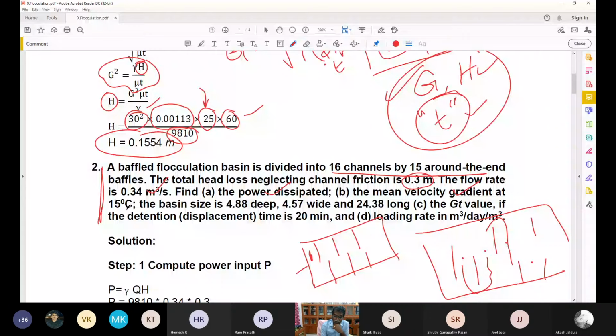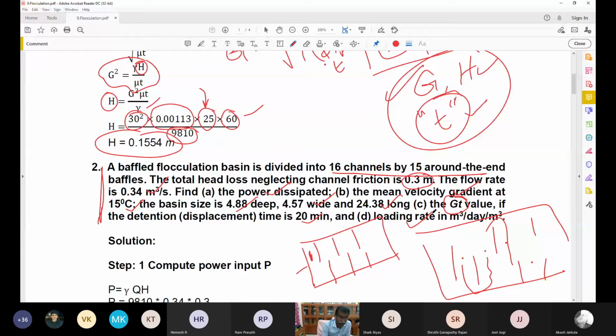And you are also in a position to calculate G multiplied by T, the GT value, as a numerical value, because G is per second and T is also in seconds, so the seconds will cancel. GT is a dimensionless number. And if the detention time is 20 minutes, you can also calculate the loading rate in terms of meter cube per day per meter cube of your baffle flocculation volume. So this data is rightly given. You can calculate one by one.